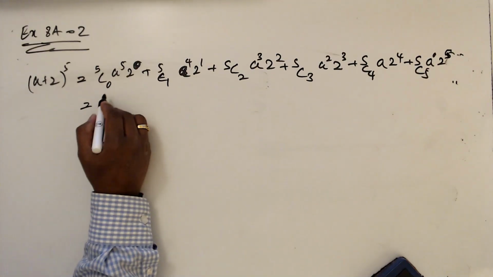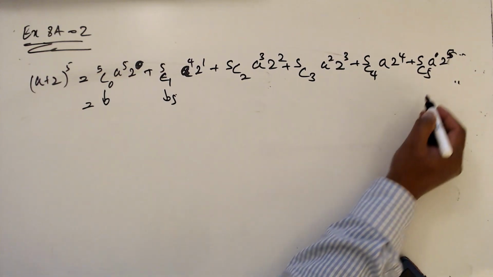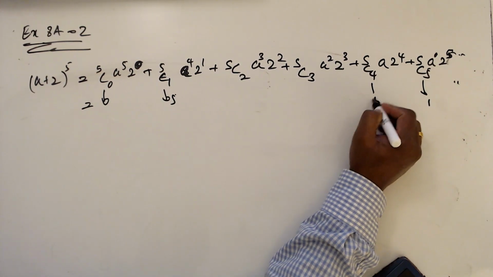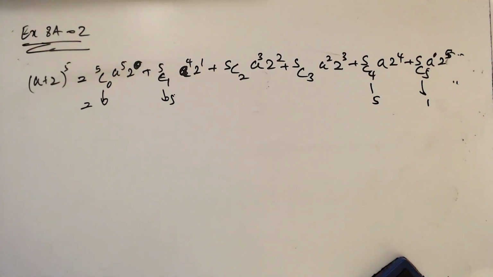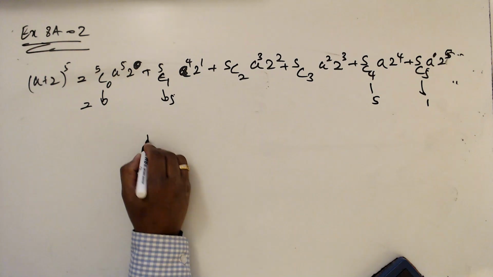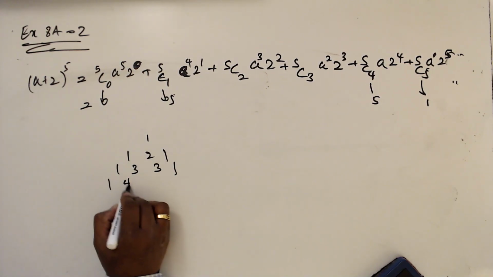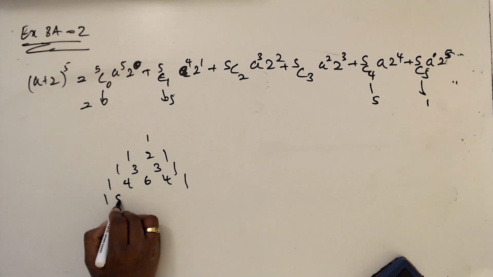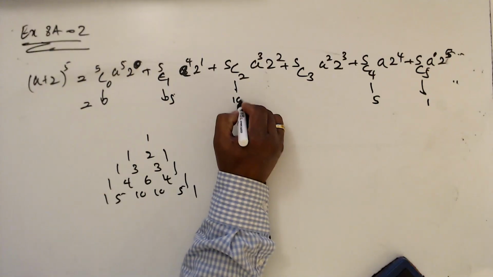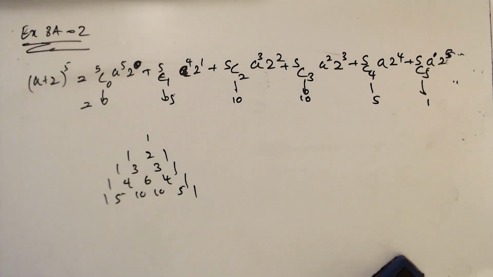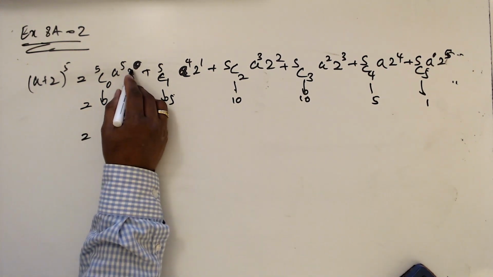Now we know this value is 1, this value is 5, and this value is 1, and this value is 5. What is 5C2 and 5C3? Pascal triangle: 1; 1 1; 1 2 1; 1 3 3 1; 1 4 6 4 1; 1 5 10 10 5 1. So this one is 10 and this one is 10.